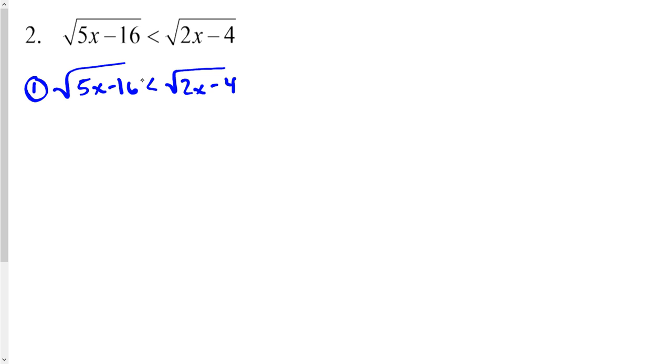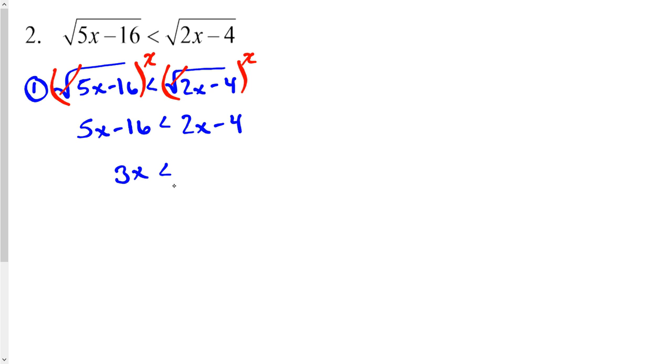So I have one radical on each side. I can get rid of them by doing one mathematical operation by just squaring both sides, because inverse operations undo each other. So we end up with just 5x minus 16 is less than 2x minus 4. So solving this, I would subtract 2x from each side, and I would get 3x. It's still less than. I'd add 16 to each side, and I would get 12. Dividing both sides by 3, I would get x is less than 4. Okay, so x has to be less than 4 for this to be a true statement.